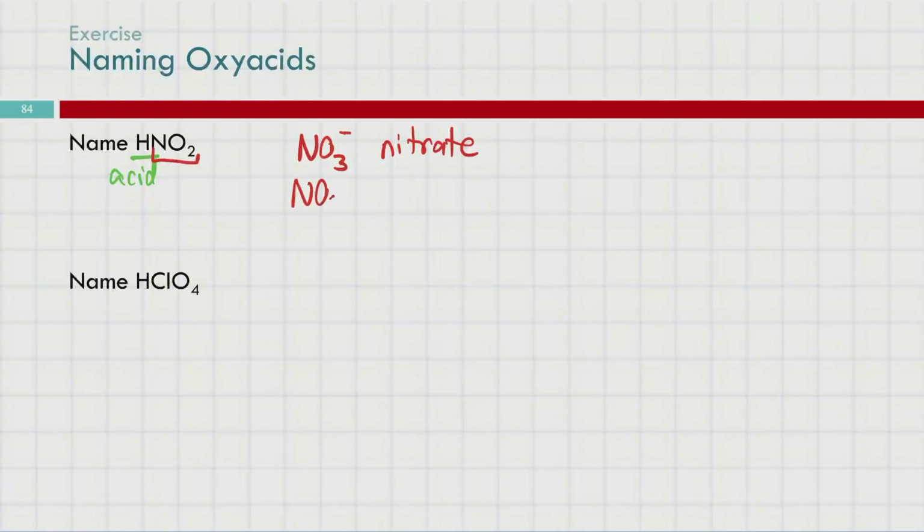The way that we've changed from our ATE ending to this NO2 is we've dropped 1 oxygen. We have NO2-, and so that means that we have nitrite. And our rule when we turn it into an acid is that this becomes O-U-S. So the ite turns into O-U-S, and we add acid at the end. So this is nitrous acid.